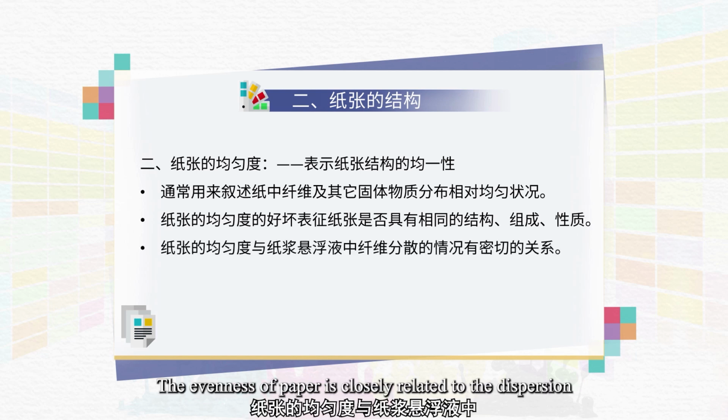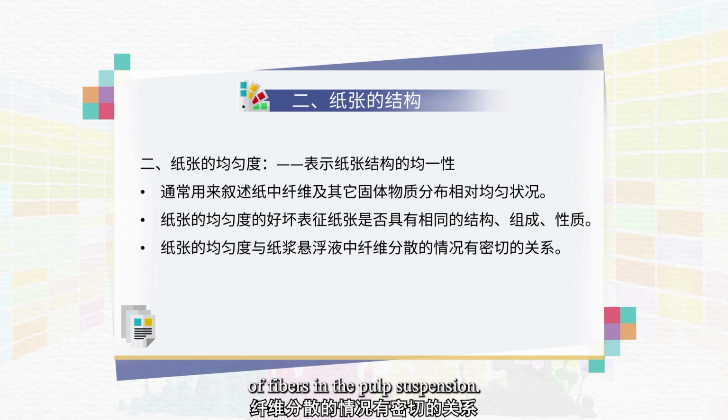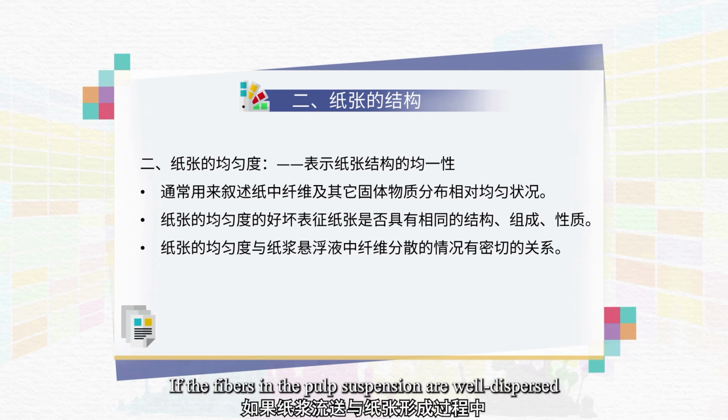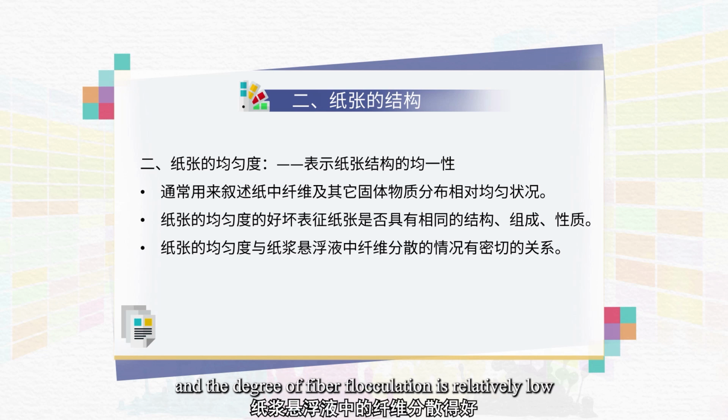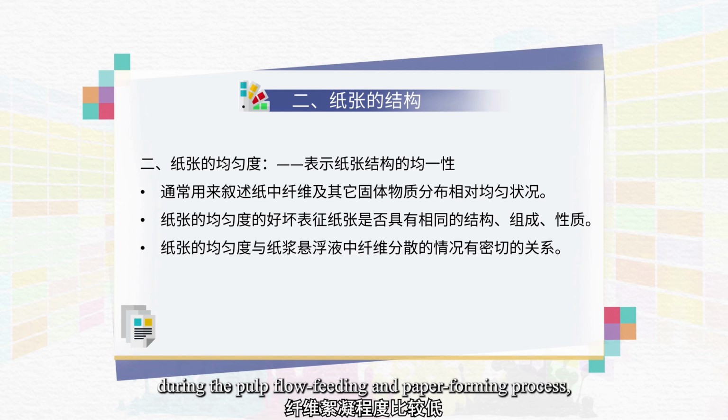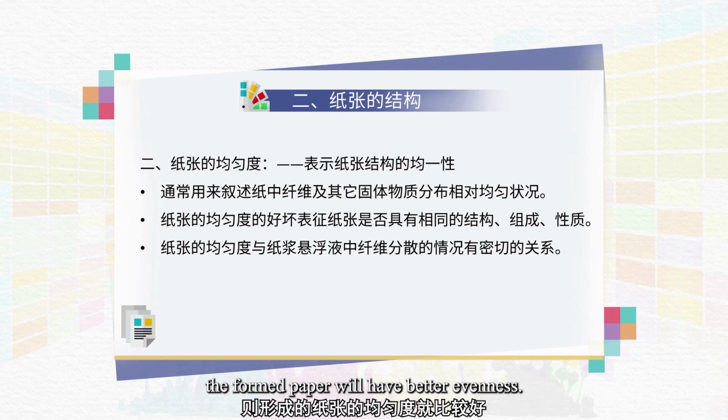The evenness of paper is closely related to the dispersion of fibers in the pulp suspension. If the fibers in the pulp suspension are well dispersed, and the degree of fiber flocculation is relatively low during the pulp flow feeding and paper forming process, the formed paper will have better evenness.